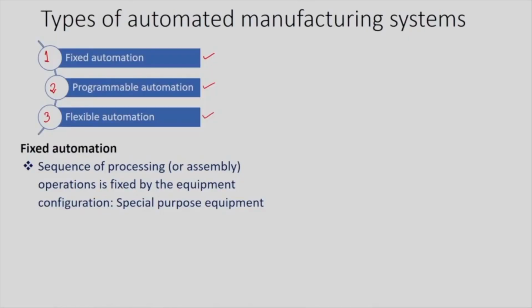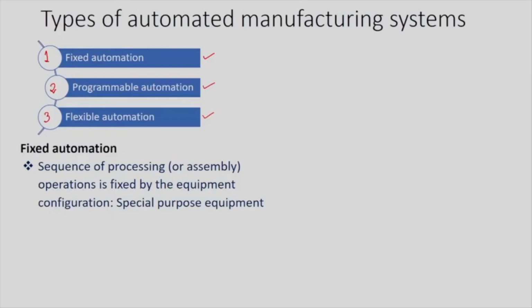In fixed automation, we are carrying out a sequence of operations. It may be processing operations or assembly operations, which are fixed by the equipment configuration. The meaning is that there is a machine or equipment which is carrying out a sequence of operations in a very fixed way, in a rigid way.